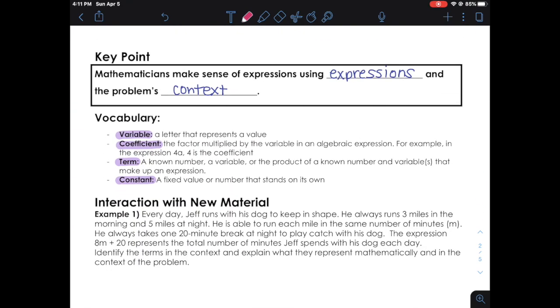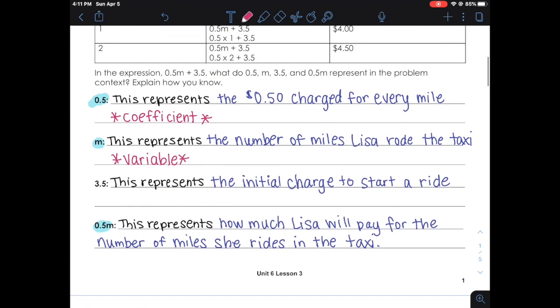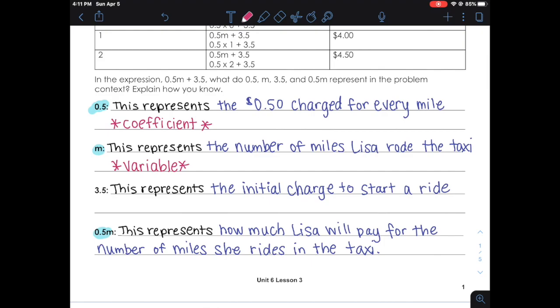Term. A term is a known number, a variable, or the product of a known number and a variable that make up an expression. So if we come back up here to our think about it, which of these do you think is the term?